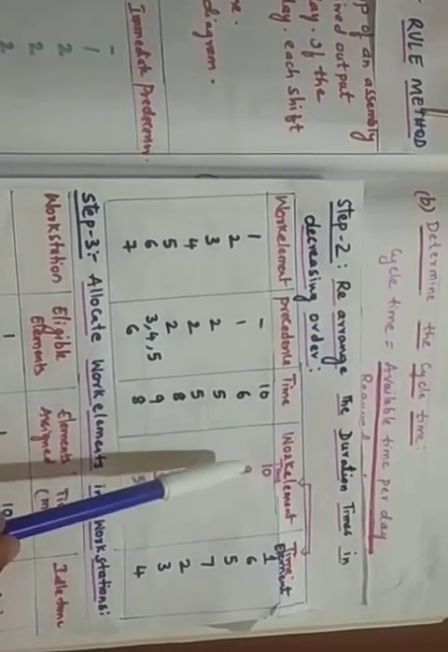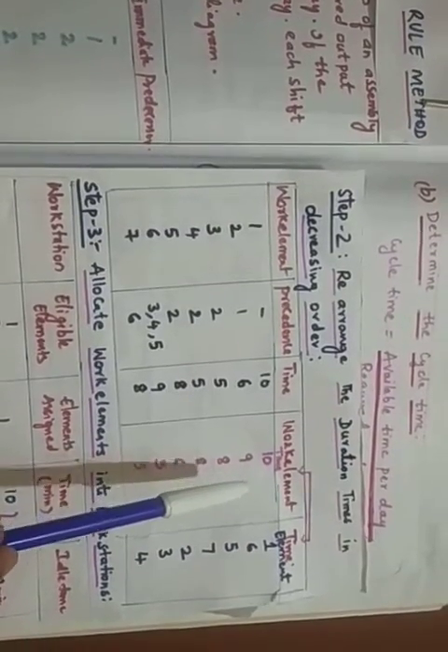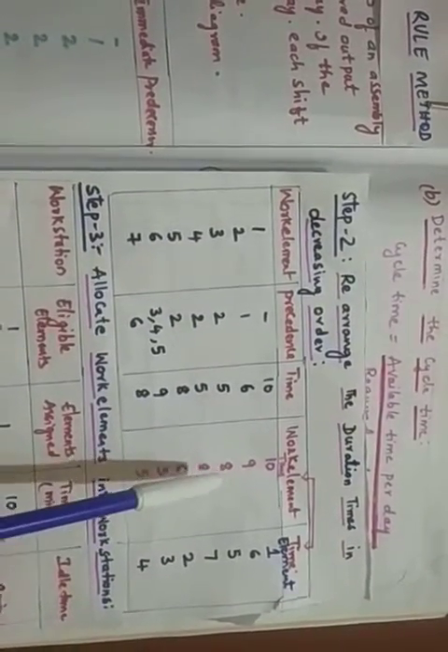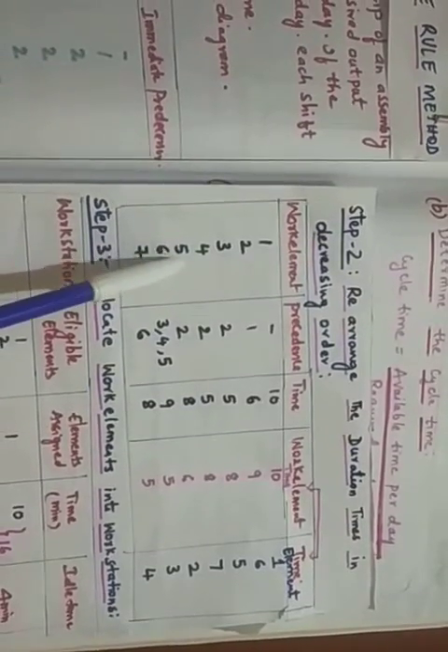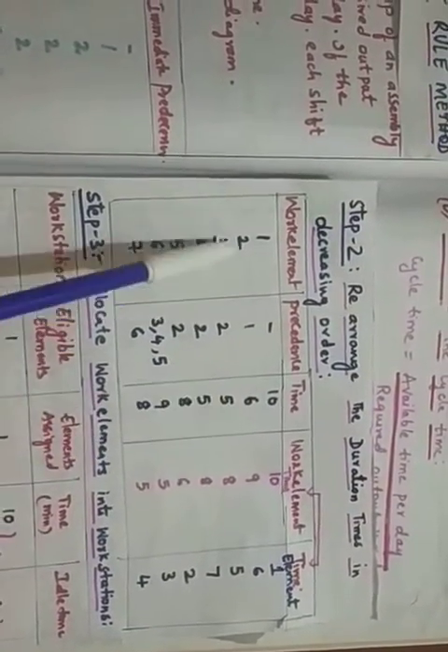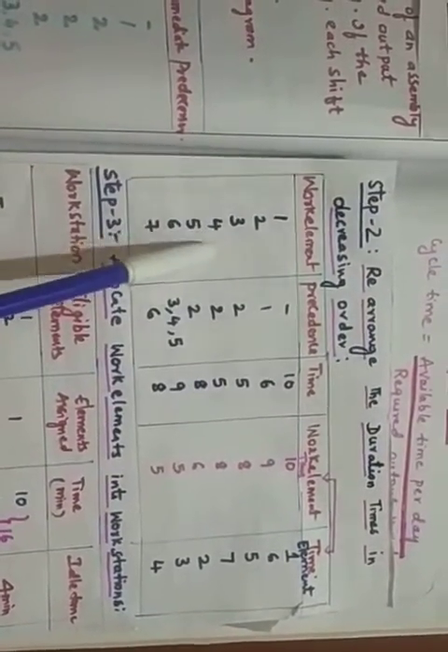What is the next time duration? 9 is the next time duration with work element 6. Work element 6 with the duration of 9 minutes. What is the next highest time duration? 8. As there are two 8s here, you can write it in any order. So I will write it in sequential order, 5 and 7. 8 is repeated 2 times, 5 and 7. Next highest is 6, 6 for 2. And 5 is repeated 2 times, which is for 3 and 4. So this is the way followed for the largest candidate rule method.